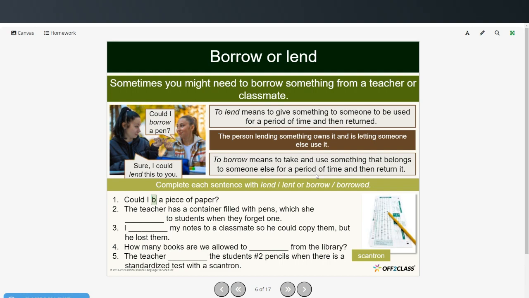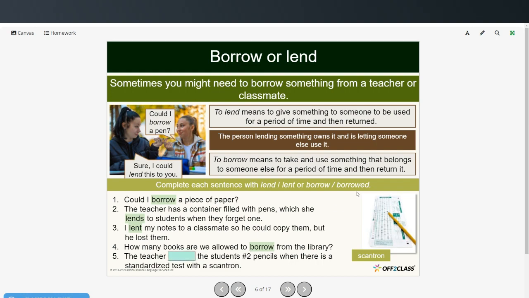Okay, so number one, could I borrow a piece of paper? The teacher has a container filled with pens which she lends to students when they forget one. I lent my notes to a classmate so he could copy them, but he lost them. How many books are we allowed to borrow from the library? The teacher lends the students number 2 pencils when there is a standardized test with a scantron.